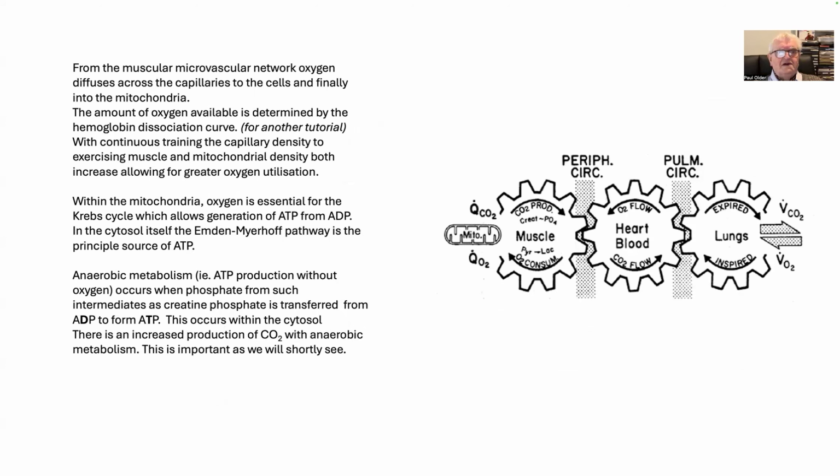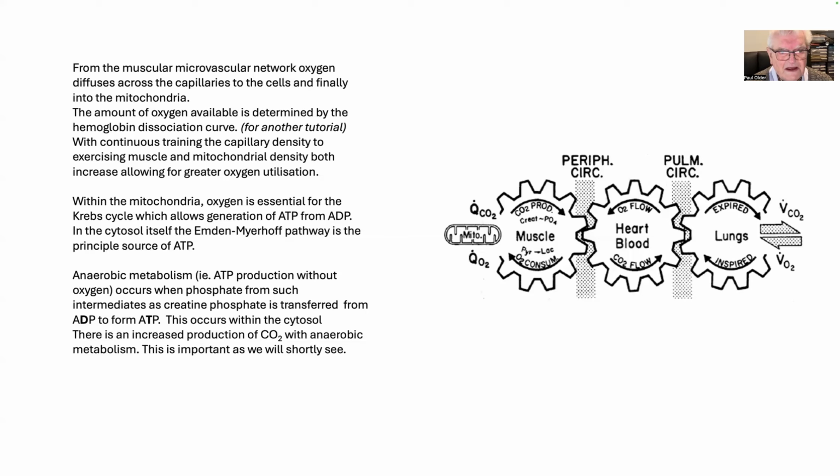From the muscular microvascular network, oxygen diffuses across the capillaries to the cells and finally into the mitochondria. The amount of oxygen available is determined by the hemoglobin dissociation curve, which we can discuss perhaps in another tutorial. With continuous training, the capillary density to exercising muscle and the mitochondrial density both increase, allowing for greater oxygen utilization. Within the mitochondria, oxygen is essential for the Krebs cycle, which allows generation of ATP from ADP. In the cytosol itself, the Embden-Meyerhof pathway is the principal source of ATP.